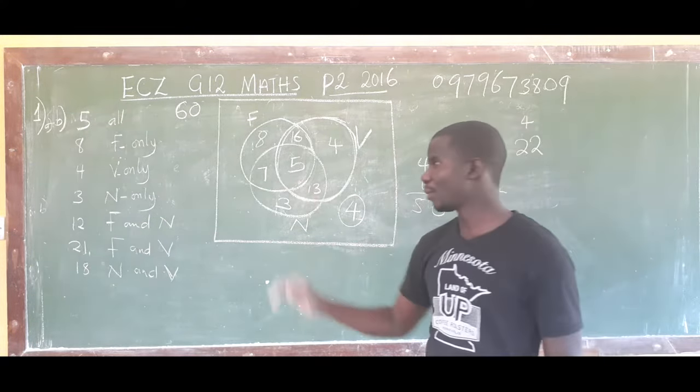We go to question 2a. Question 2a was on probability. There are 6 girls and 4 boys in a drama club. 2 members are chosen at random to represent the club at a meeting. What is the probability that both members are boys?